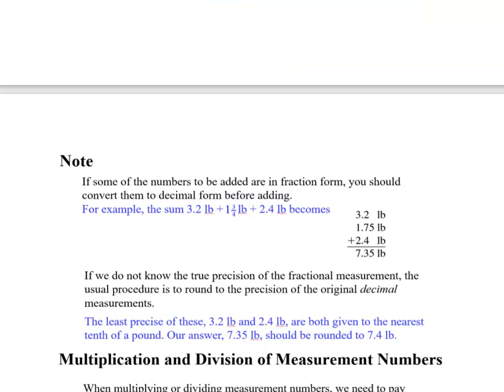If some of the numbers to be added are in fraction form, you should convert them to decimal form before adding them. So the example they've got is 3.2 pounds, 1 3/4 pound, and they changed the 1 3/4 to 1.75 and 2.4. Well, the least precise is going to be our tenths place right here. So they're going to round to the tenths place. They're going to look next door. There's a 5 next door. So the 3 is going to round up to a 7.4 pounds.